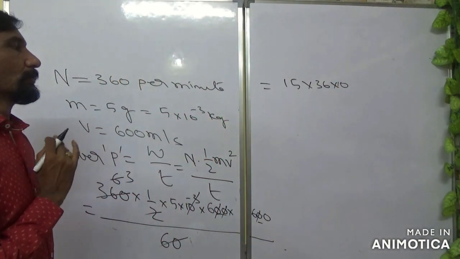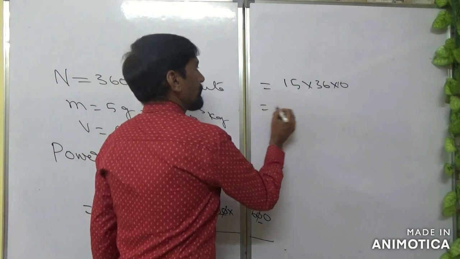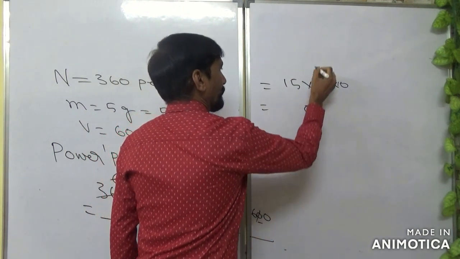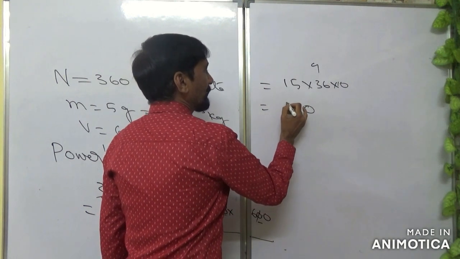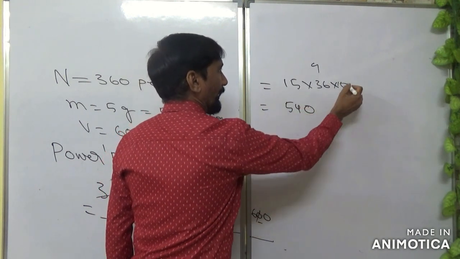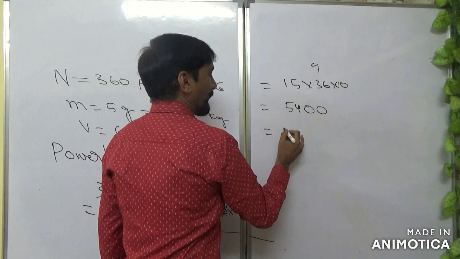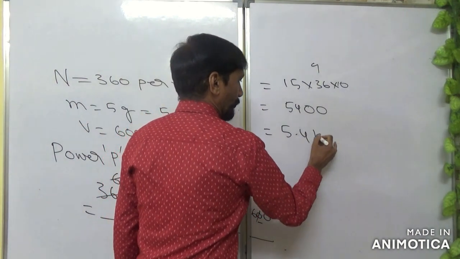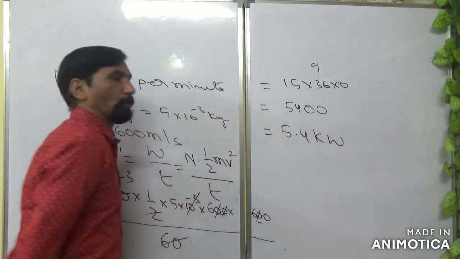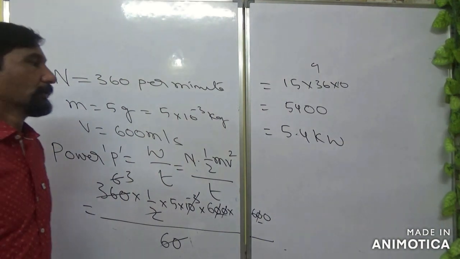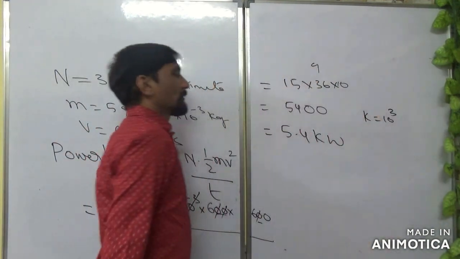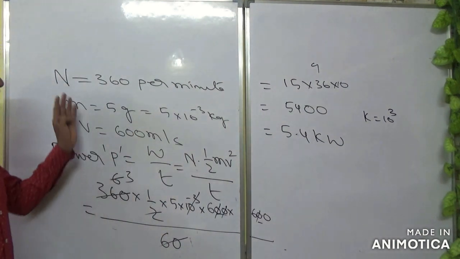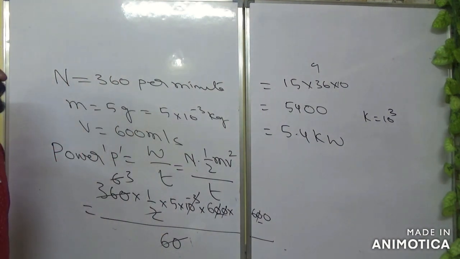15 times 6 is 90. 15 times 3 is 45 plus 9 is 54, and one more 0. You can write it in kilowatt also, 5.4 kilowatt. So kilo is a multiple of 10 cube. So the power of this machine gun is 5.4 kilowatt.